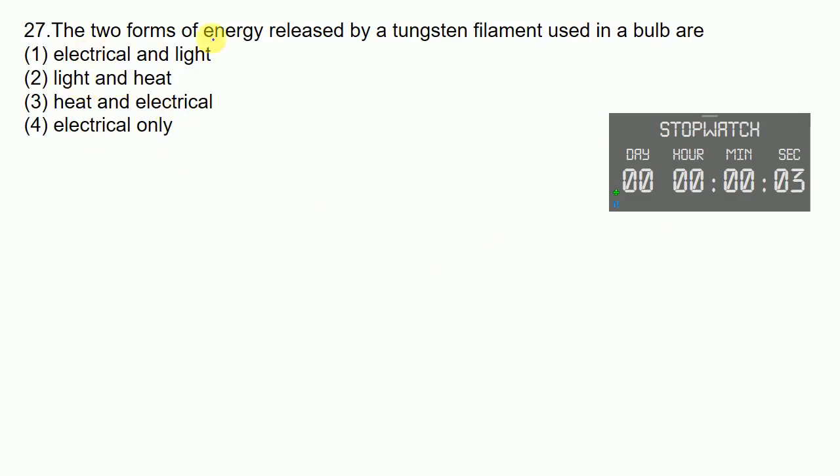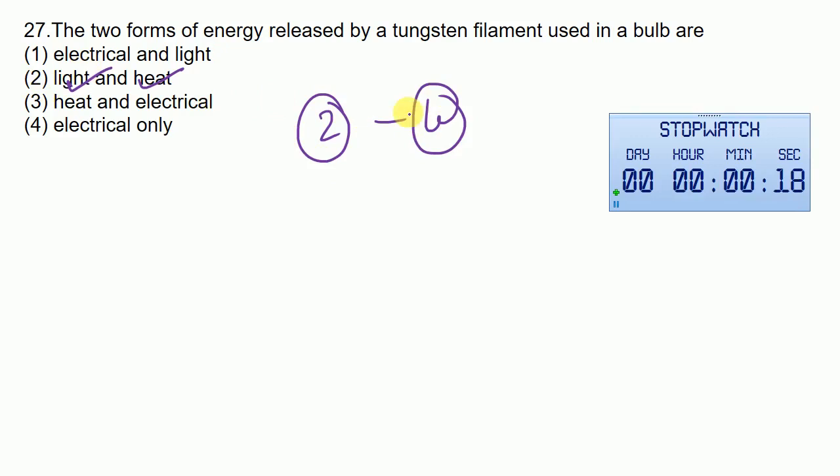Okay, the two forms of energy released by tungsten filament used in bulb are obviously light and heat, right, option B. Electrical and light has no heat, and electrical only, right? So that's correct.